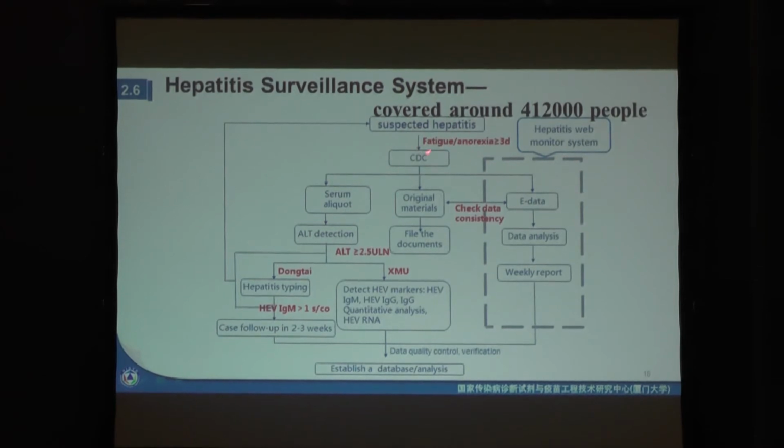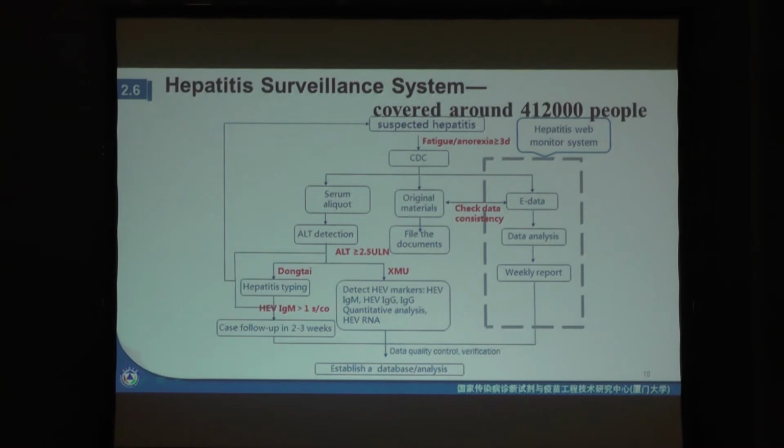The blood sample would be sent to the local Dongtai CDC and tested for ALT. If the ALT is higher than 2.5 times the upper limit of normal, ULN, they will be typed for hepatitis. They will be tested for HAV IgM, HCV IgG, HBV IgM, HEV IgM, and HEV IgG. If the HEV IgM is positive, the patient would be followed up in 2 or 3 weeks, and the blood sample would also be tested for ALT. The patient would be followed up every 2 to 3 weeks until the ALT became normal.